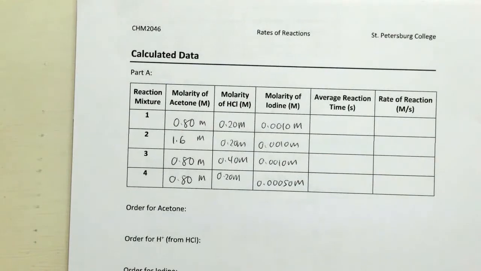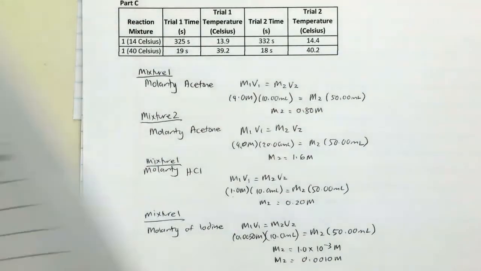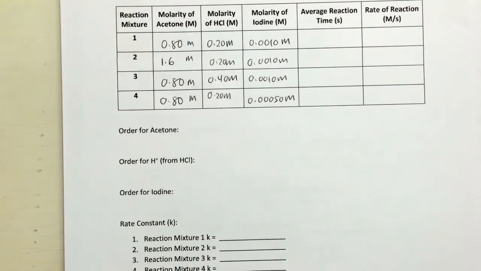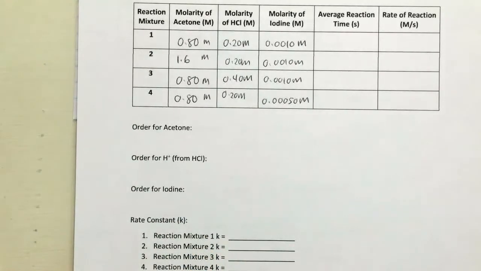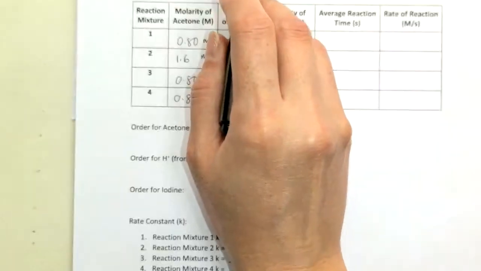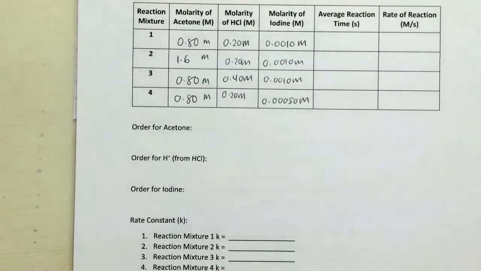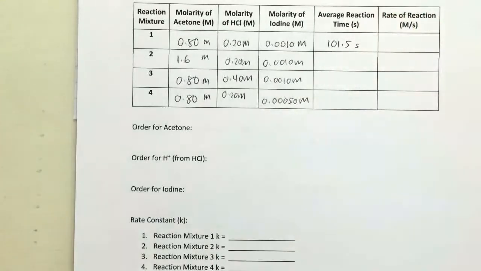Okay, so go ahead and calculate molarities. You will have to show your work. I'm just showing you a few here. Once you have that, all your molarities are set. That's how you would calculate your molarities. Now, the next step is to calculate the average reaction time. My reaction time for the first one, the average is going to be 104 plus 99 divided by 2. Let me do that on my calculator. The total is 203, and then divided by 2, I get 101.5. So I'm going to write down 101.5 right here in seconds.